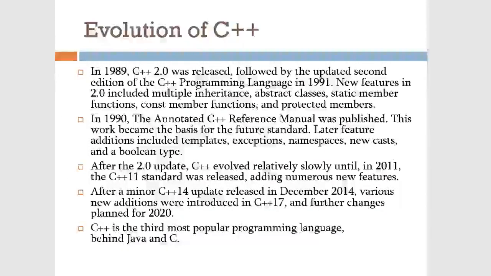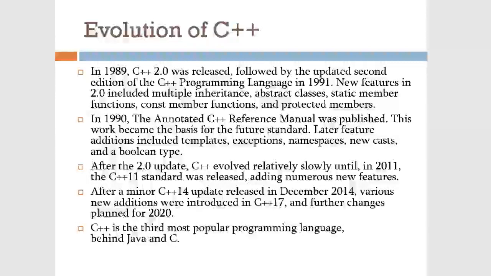Then in 1989, the C++ 2.0 standard was released. Again, some features were added in 1991. In 1990, the annotated C++ reference manual was published, and this work became the basis for the future standards.